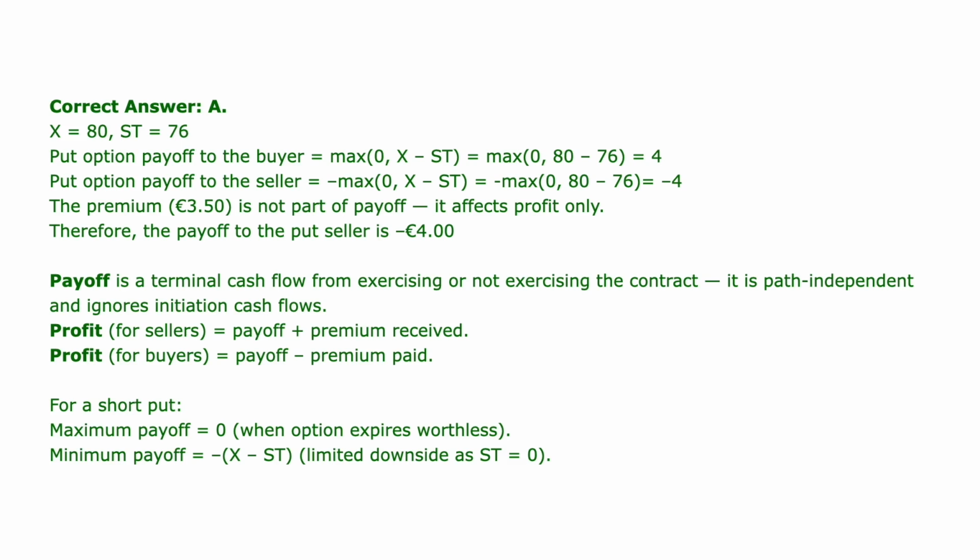The premium caps maximum profit, but provides only a small buffer against losses. Short puts carry limited downside risk because the price of the underlying asset cannot fall below 0. The maximum loss is X minus P0, the exercise price minus the premium received. Payoff represents intrinsic value only. Profit includes premium.